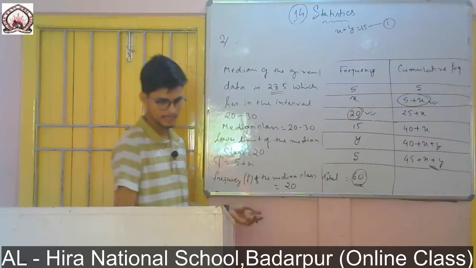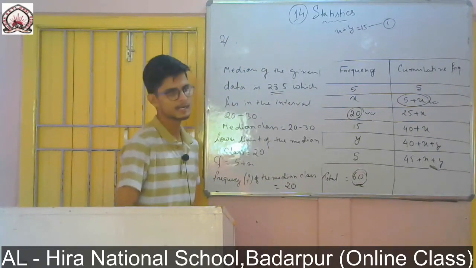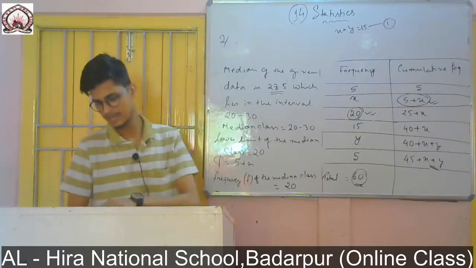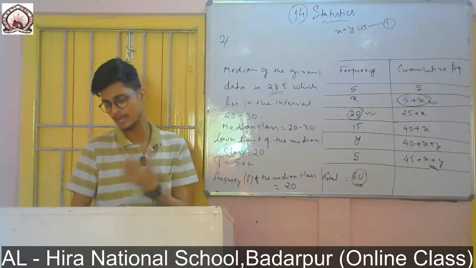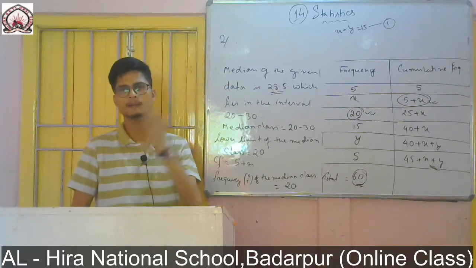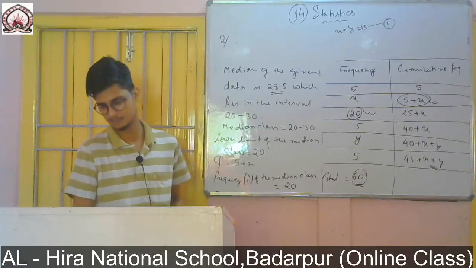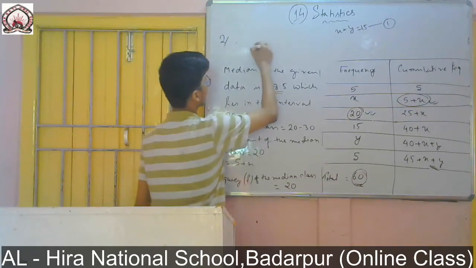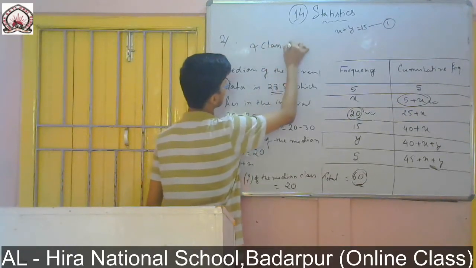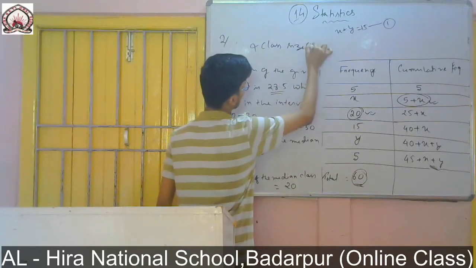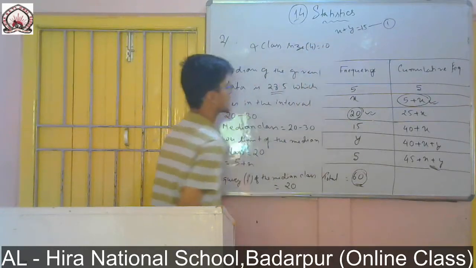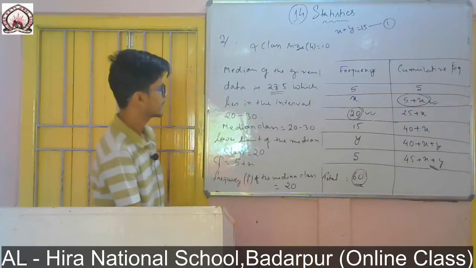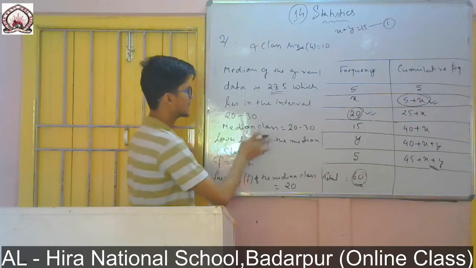And for the class size, in the class interval 0 to 10, or any one you take, simply subtract the lower limit from the upper limit and you will get the class size. So 10 minus 0 is 10. Class size h is equal to 10. So the things which I need, I have got here.